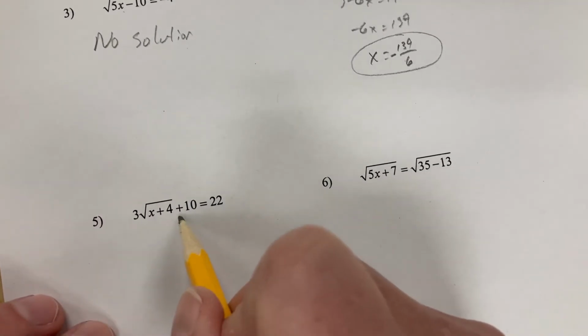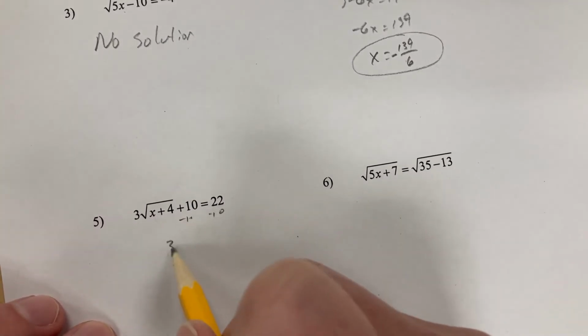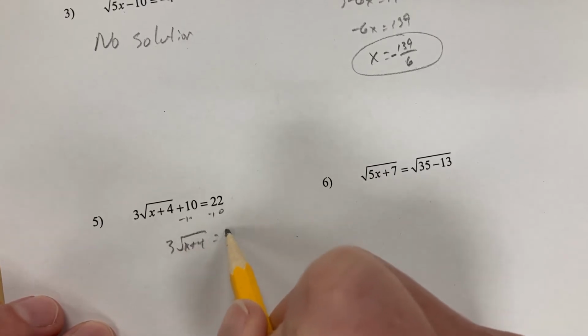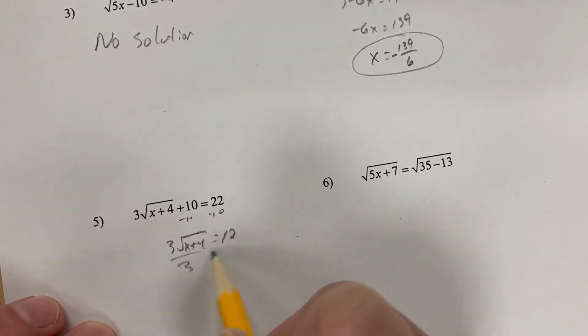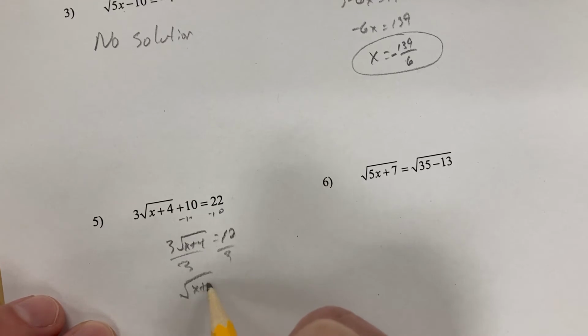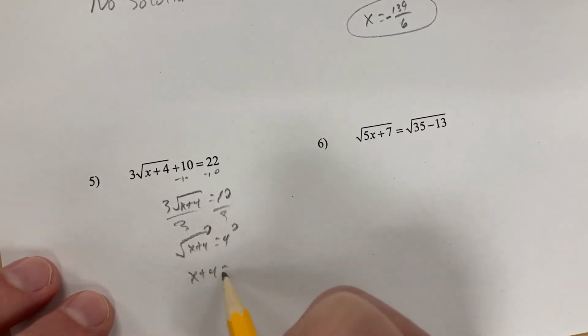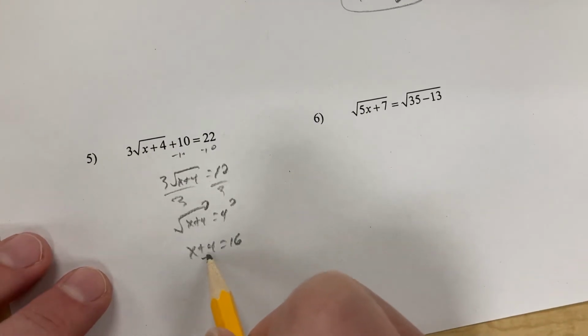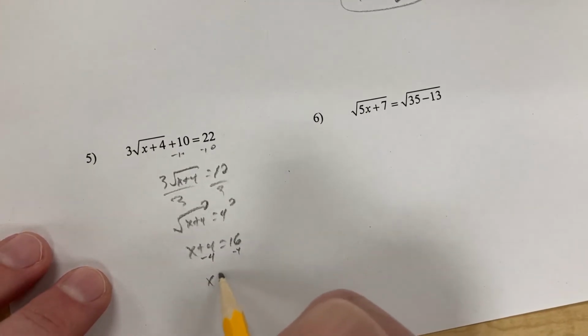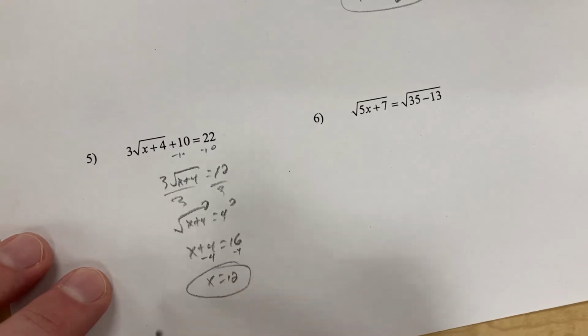All right, over here we're going to subtract 10. So 3 square roots of x plus 4 equals 12. Then we're going to divide by 3. Square root of x plus 4 is equal to 4. Square both sides. X plus 4 equals 16. And then subtract the 4. So x equals 12.